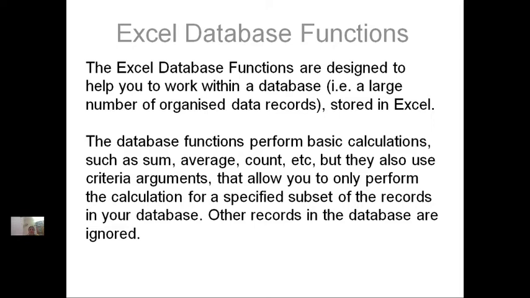Now, the database functions that we use in Excel are like sum, average, count, etc. They also use criteria arguments that allow you to only perform the calculations for a specified subset of the records in your database. So this is about Excel database functions. Okay, now let us go to the next slide.